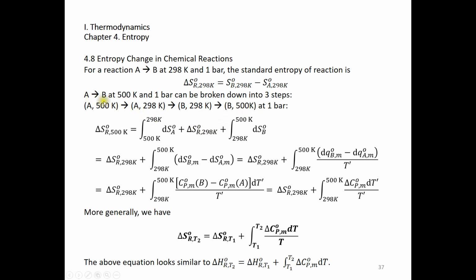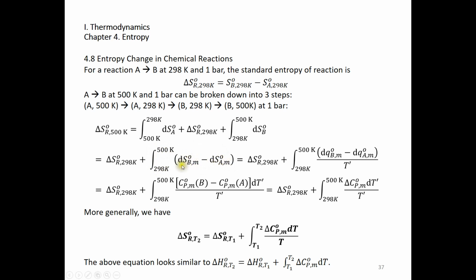Now we can calculate the entropy change of step 1, step 2, and step 3. So this is the entropy change of step 1 from 500 Kelvin to 298 Kelvin. Step 2, the reaction proceeds at room temperature. Step 3, we change the temperature of B from room temperature to 500 Kelvin. Now we can just copy this here and then combine the first and third integrals. It's just the integral of 298 Kelvin to 500 Kelvin, and over here we have dS_B minus dS_A.